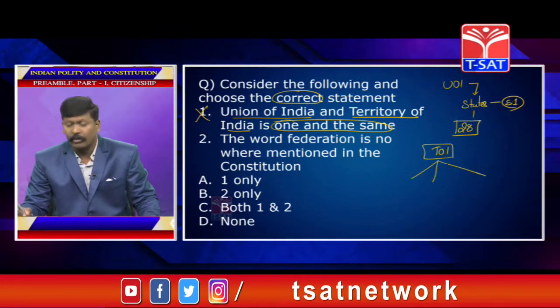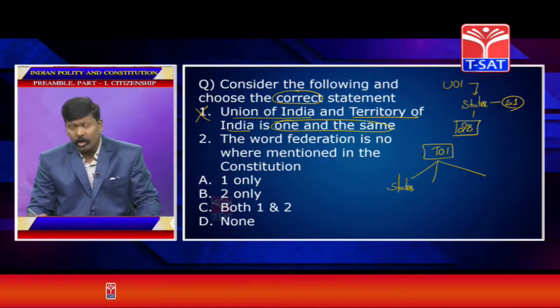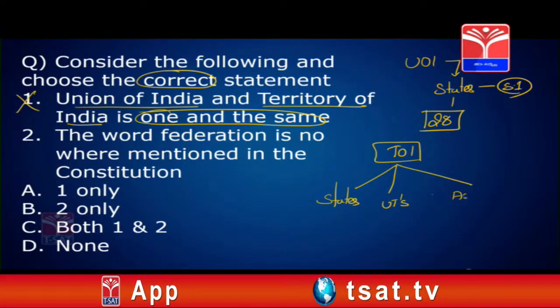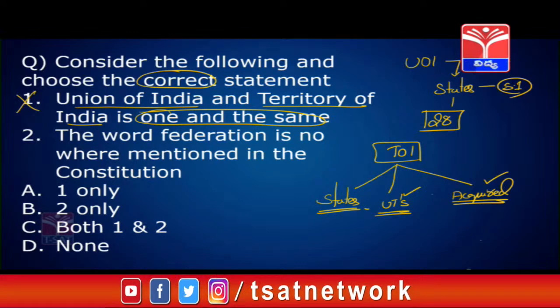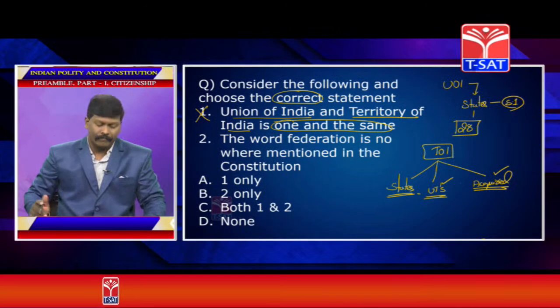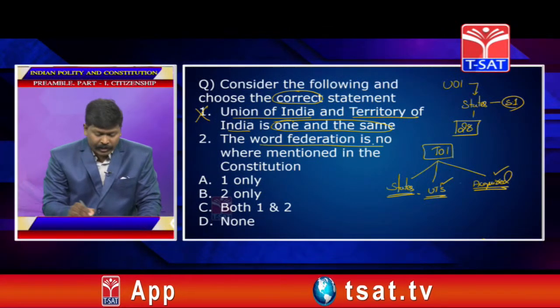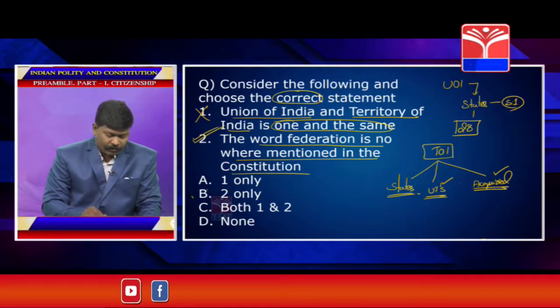Territory of India consists of three things. 1. The states. 2. The union territories. 3. The territories to be acquired in the future. Right? Territory of India is the extent of India. Union of India is the states which are part of India. So, both are not one and the same. The word federation is nowhere mentioned in the Constitution of India. Absolutely correct. So, answer is B.